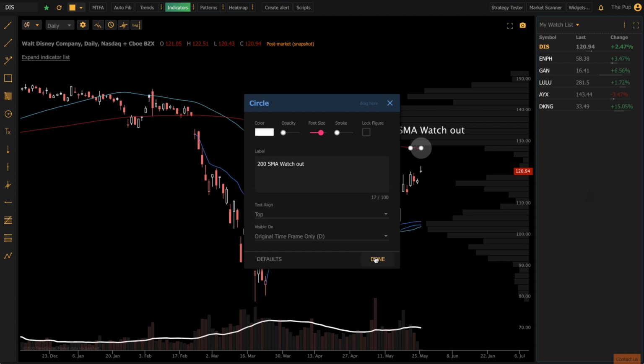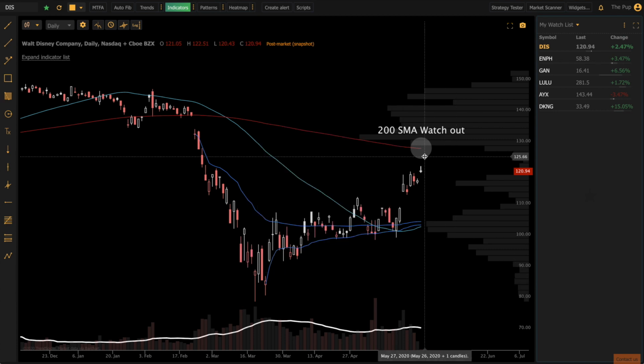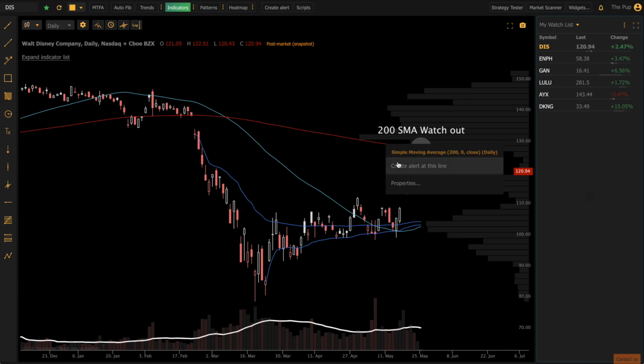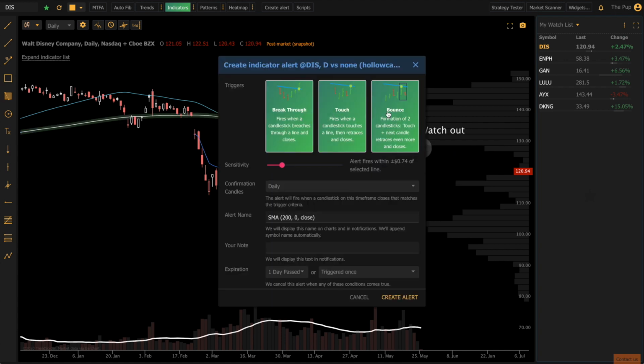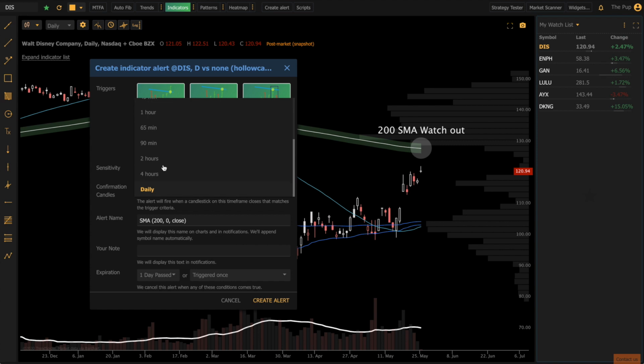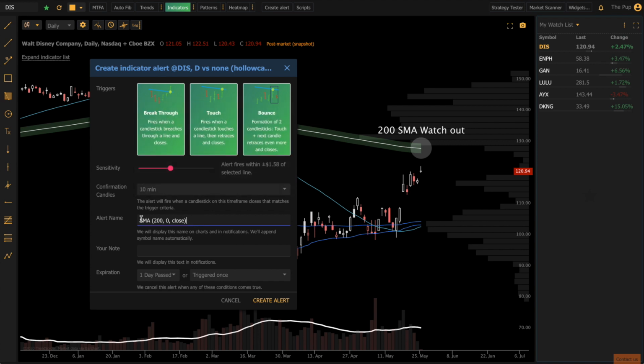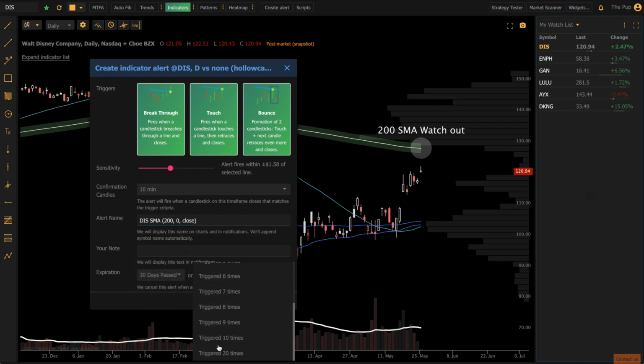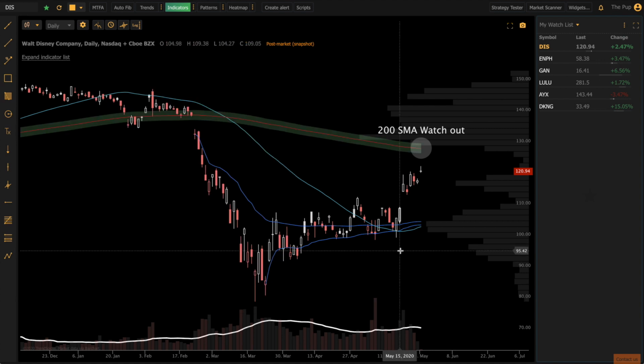Pop that on top, and there we go. So what we could do is set an alert on the 200 moving average, breakthrough, touch, and bounce. Move this over so you can see. I'm going to increase the sensitivity so we get an early alert. I'm going to make it on the 10-minute chart to SMA 200. I always like to put the ticker right here, so when I get that text message, I know what's going on. We're going to have it expire in 30 days, trigger 20 times, create alert, set it and forget it. What did that take? 2 minutes to do?